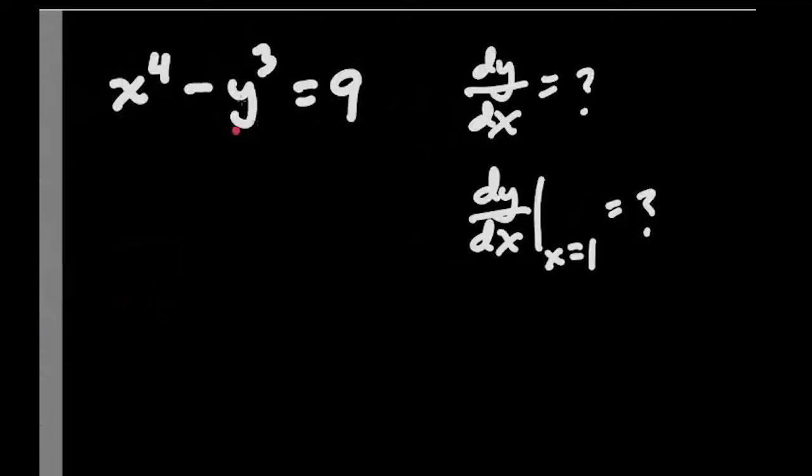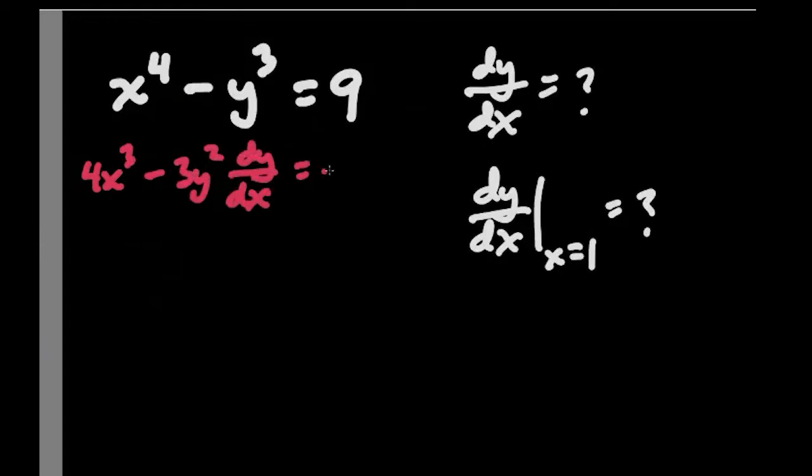All right, first thing you're going to want to do is take the derivative of both sides with respect to x. So you're going to end up with 4x to the third minus 3y squared dy over dx is equal to 0. Okay, we do need to solve for this thing right here.